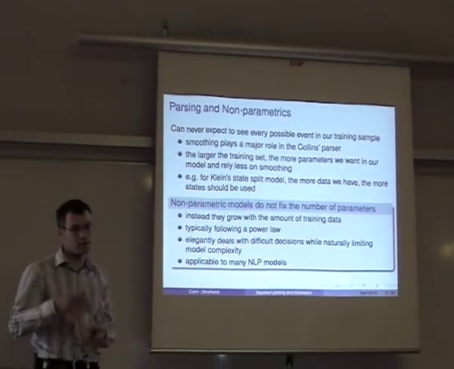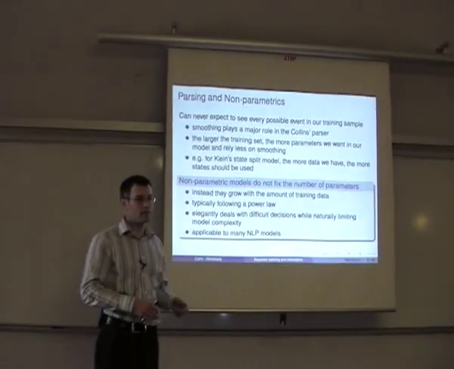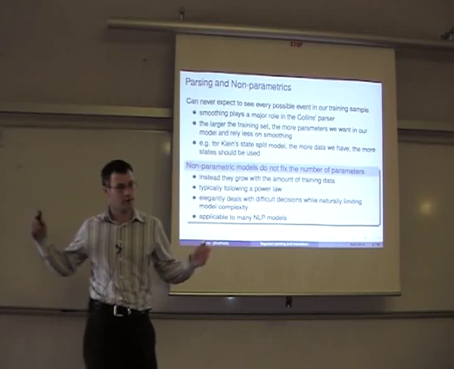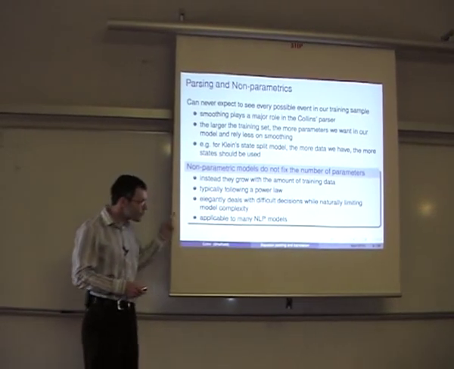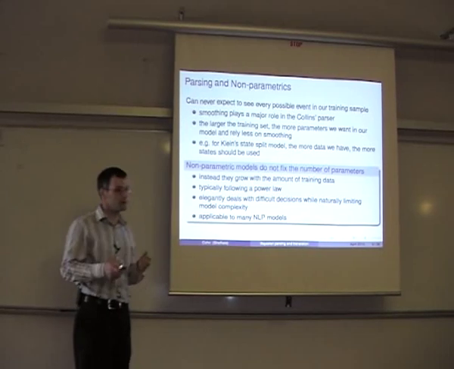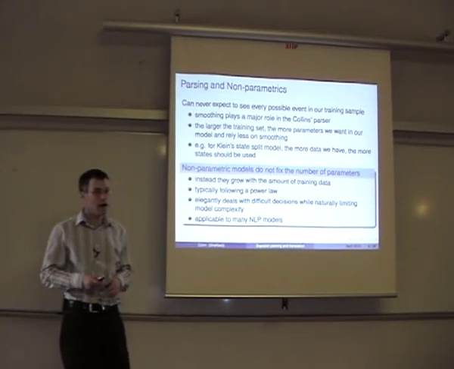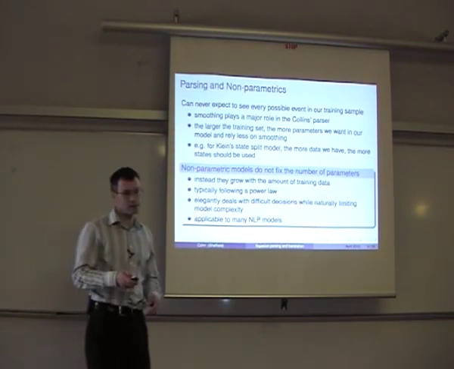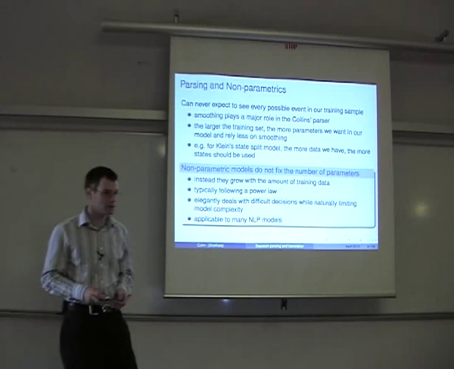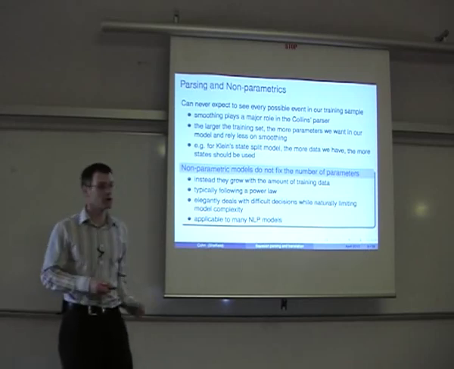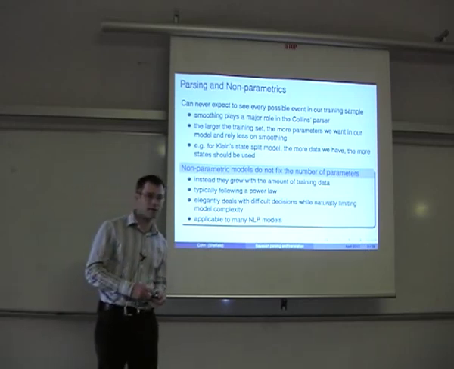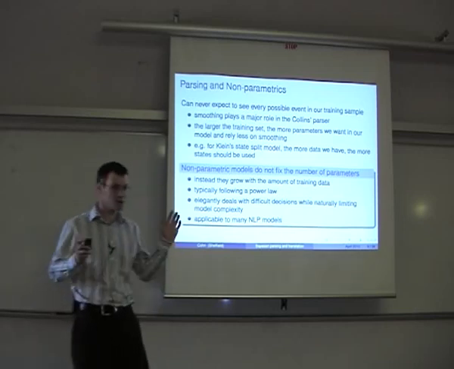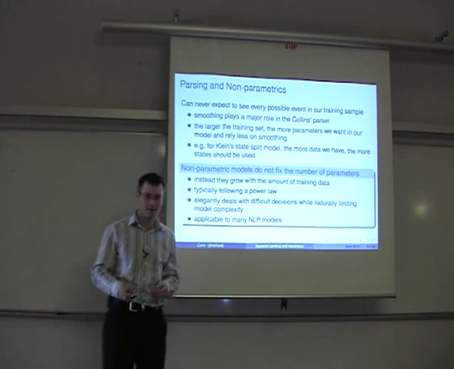And so typically this is following some kind of power law. So the number of training samples that you need to justify a larger grammar grows and grows and grows. It's quite an elegant way of doing it, of reducing the capacity of the model, reducing the model complexity, reducing overfitting. And in general, these are applicable to many NLP models, and you see in the literature that there's lots of people jumping on the non-parametric bandwagon and developing new models for lots of tasks. In some ways, they're quite applicable, and you can judge for yourself, perhaps, for some others.